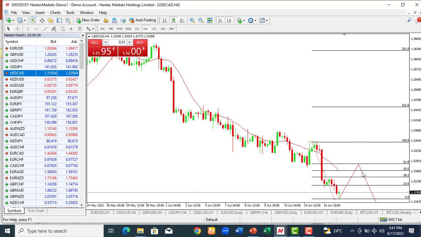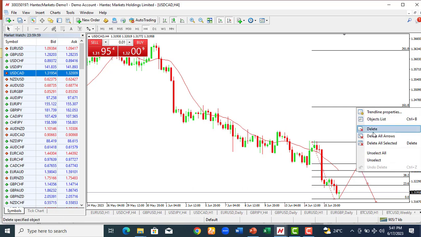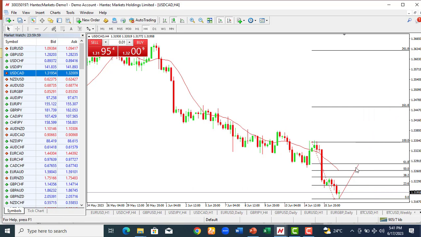But if it does not get to your 61.8, you can as well wait for it at 50, or you wait for it at 38.2. You might confirm at 38.2. If it confirms at 38.2, what do you do? You use your trend, you wait for confirmation before you follow that particular direction.